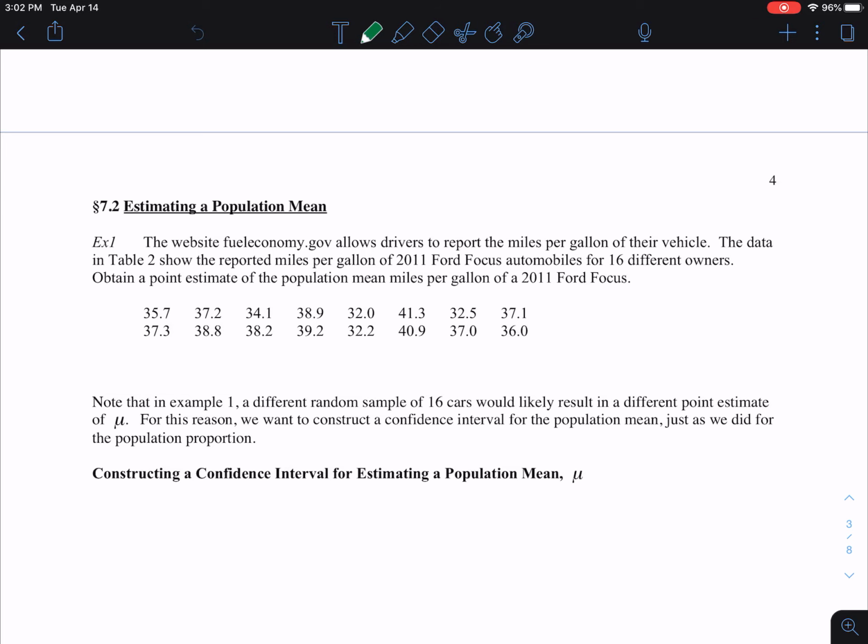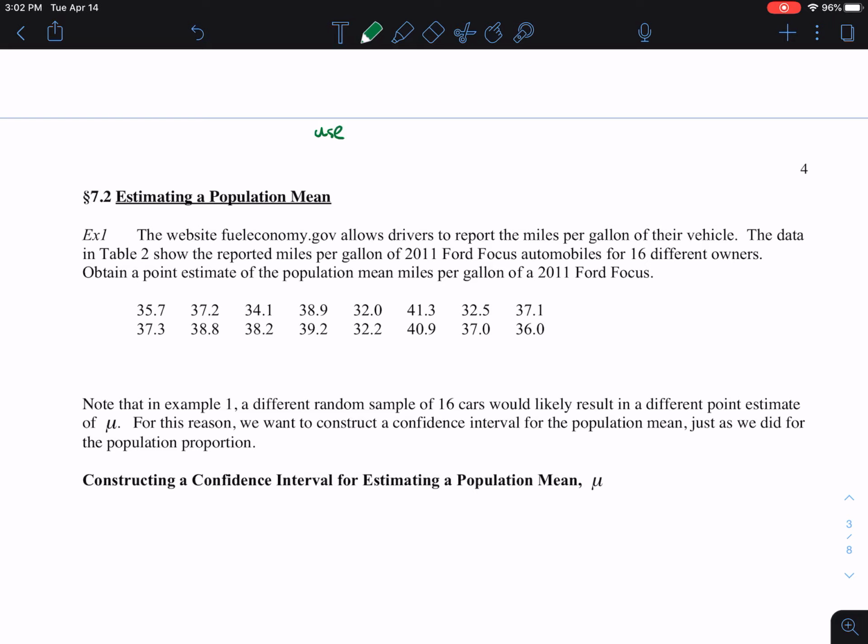So in this lesson we're gonna use sample data, and from sample data we can obtain an x bar, which is a sample mean, and then we use that x bar to estimate mu, which is the population mean. So this is the sample mean, and this is the population mean. As far as calculating the mean, you take the sum of all the data values and divide by how many there are.